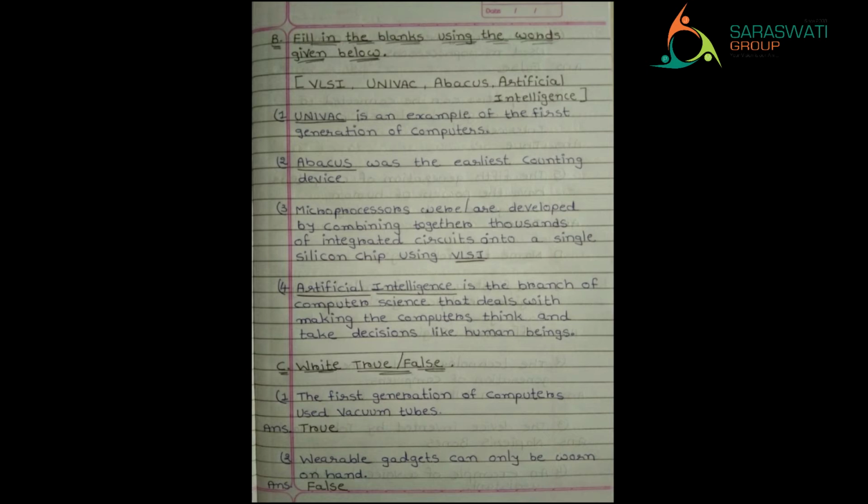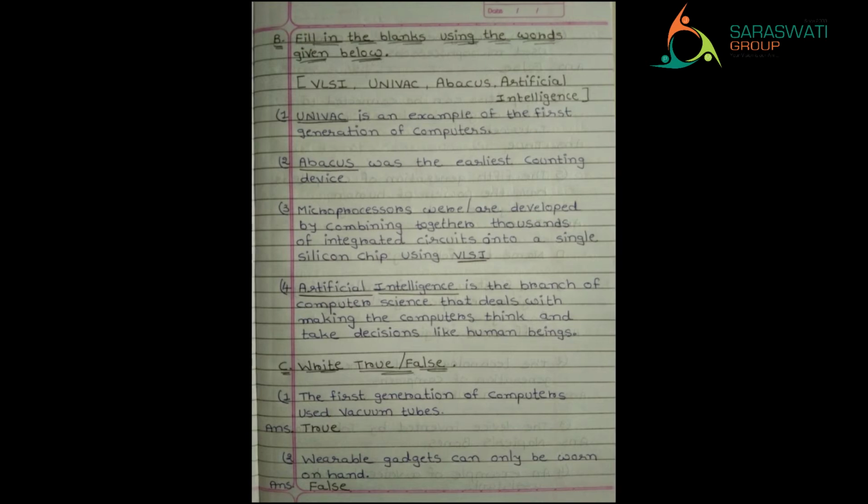Microprocessors are developed by combining together thousands of integrated circuits onto a single silicon chip using blank. Right? Now, what do you mean by integrated circuits, or what do you mean by microprocessor? You know that microprocessor is the technology which was used in the fourth generation of computers, where many of the components were gathered on one silicon chip. So that is VLSI, very large scale integration, right? So the correct answer is VLSI, right? Clear?